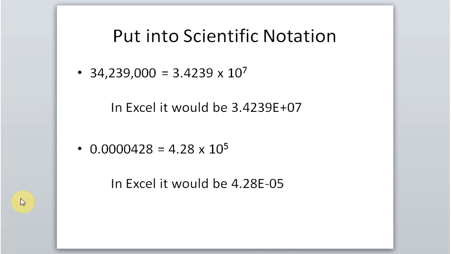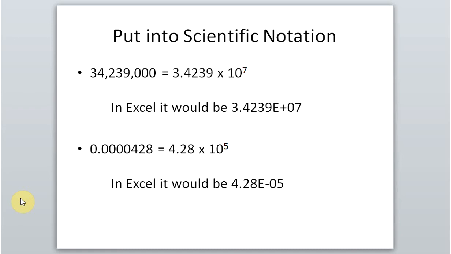So for example, if we had the number 34,239,000, to put that in scientific notation, we would start at the beginning and we see a 3. So we'll write it as 3.4239. And then we want to count how many places do we have to move that decimal. So currently the decimal, it's not shown, but it's behind that last 0 on the right.